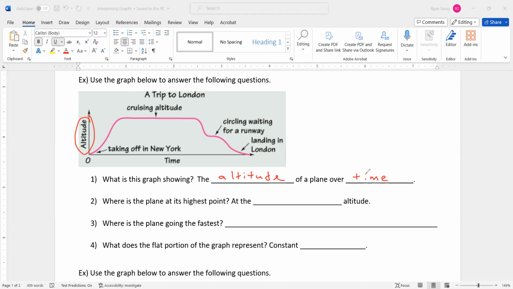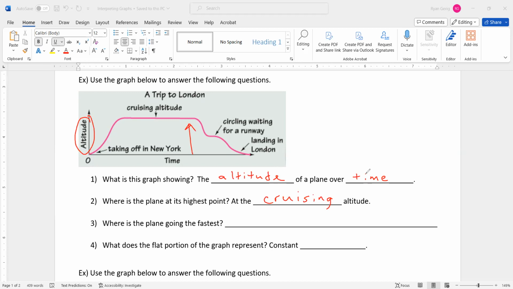Where is the plane at its highest point? At the highest altitude. Or in this case, it's at the cruising altitude. It's the highest off of the x-axis. So that is the highest point of the plane in this trip.